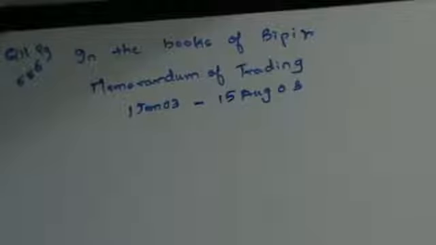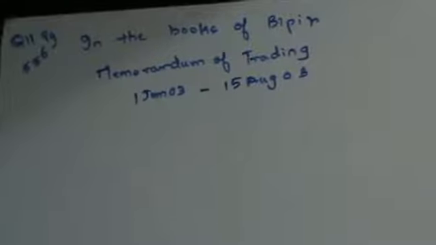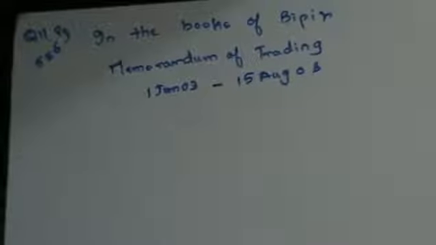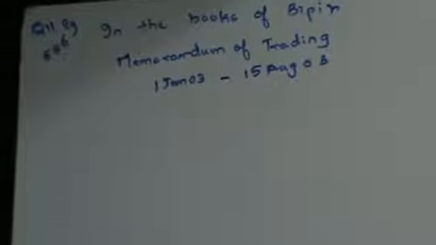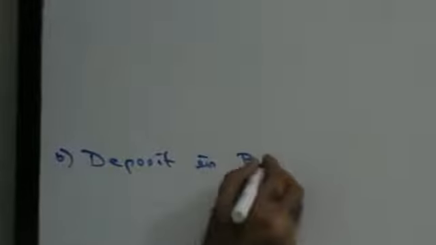The following information is available from the books of accounts. All sales and purchases are made on credit basis. Amount received was deposited into bank and payments are made by check. This is A, B, deposit into bank, and C, payments from bank.